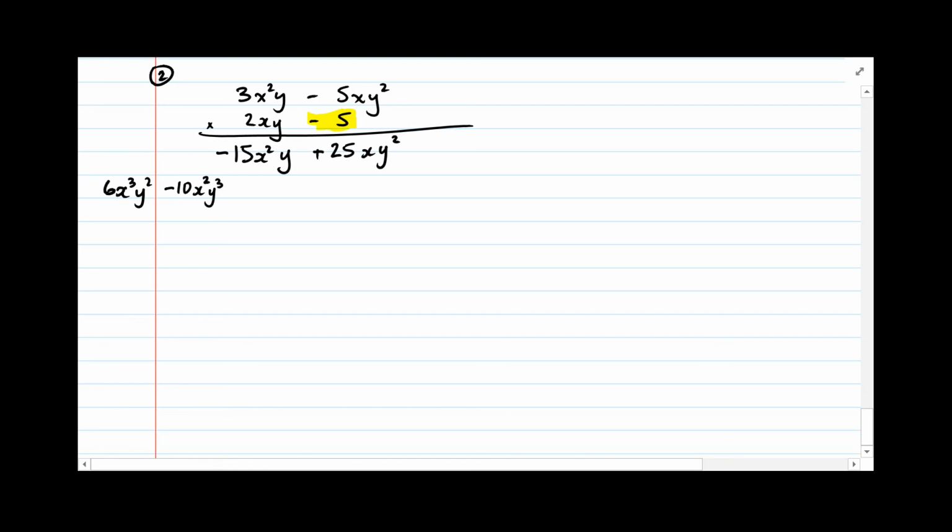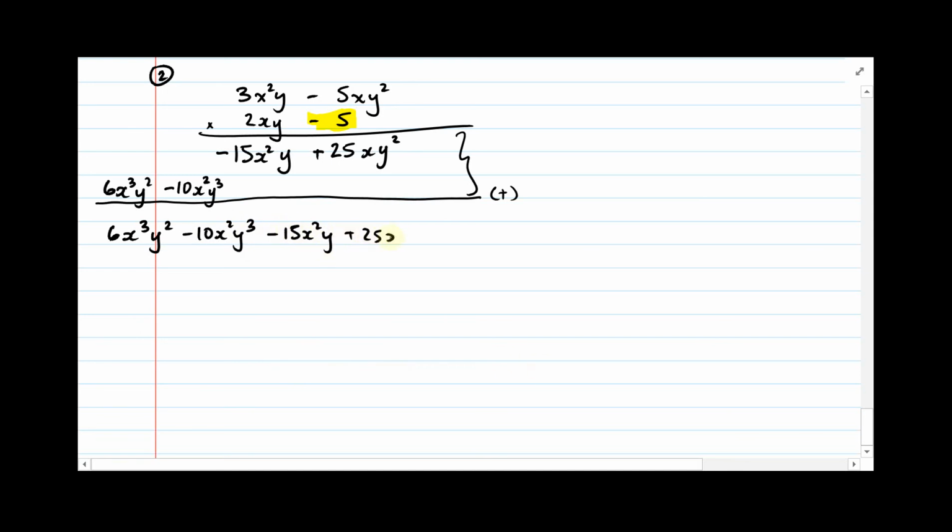So notice that the second line is moved over far enough so that we won't have unlike terms in the same vertical column. Right? And yes, it led to me being outside of my margins, but never mind. We just continue working. So in adding, my final answer is 6x cubed y squared, 10x squared y cubed, minus 15x squared y, and 25xy squared. So the lesson, I guess, is when we're doing some of these in a vertical fashion, you might need to center your work on your page.